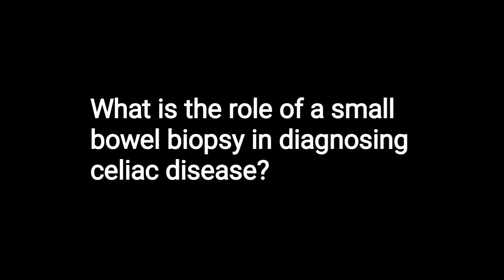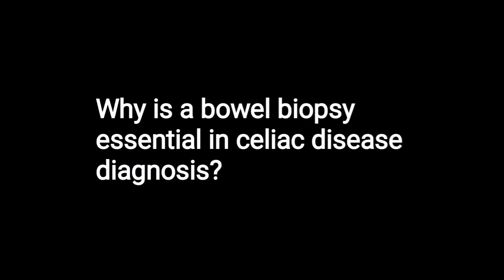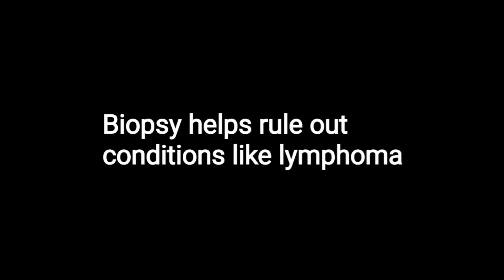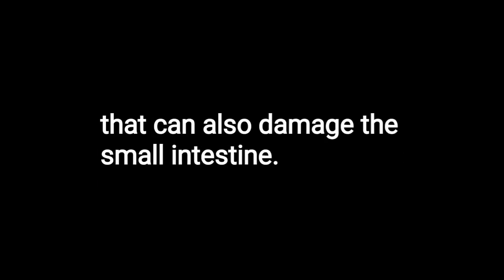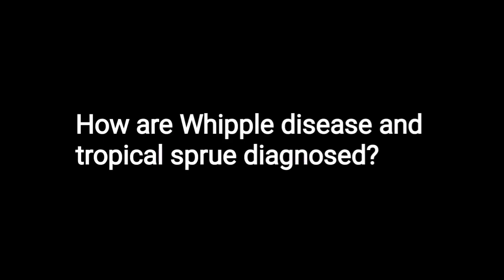238. What is the role of a small bowel biopsy in diagnosing celiac disease? Biopsy shows flattening of the villi, a characteristic sign of celiac disease. 239. Why is a bowel biopsy essential in celiac disease diagnosis? Biopsy helps rule out conditions like lymphoma that can also damage the small intestine. 240. How are Whipple disease and tropical sprue diagnosed? They are diagnosed by bowel wall biopsy showing the specific organism.